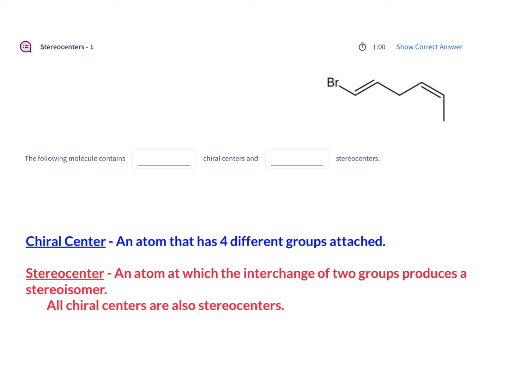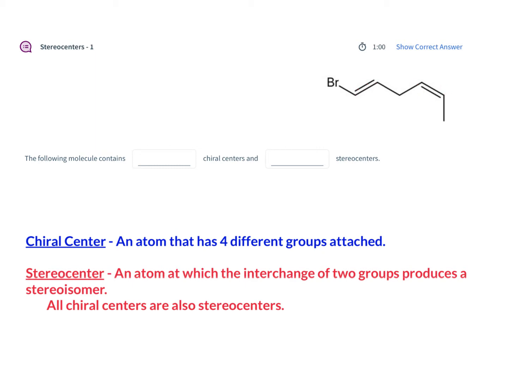Let's start this problem by looking for chiral centers. What we want to look for in a chiral center is an atom that has 4 different groups attached. So halogens certainly aren't going to be chiral centers. A CH3 group has 3 hydrogens. That's not going to be a chiral center.